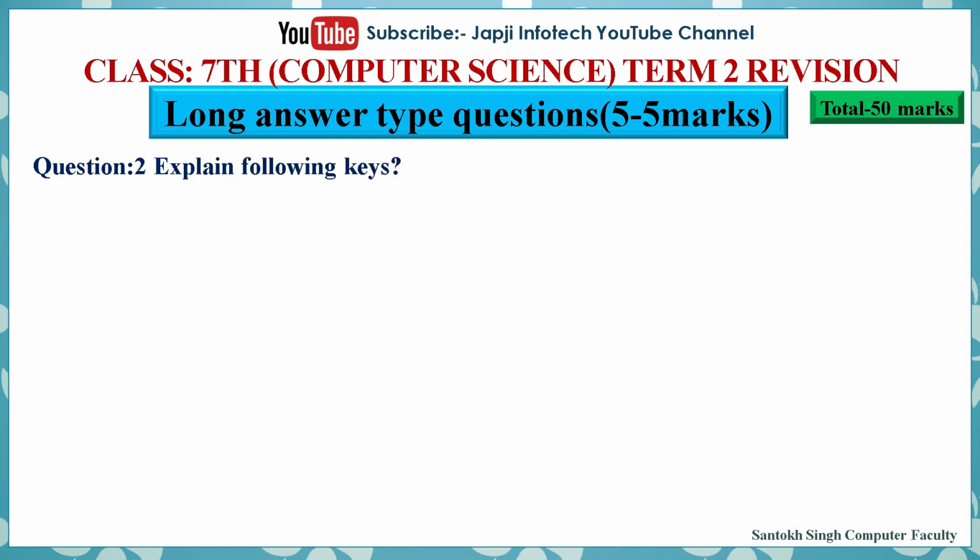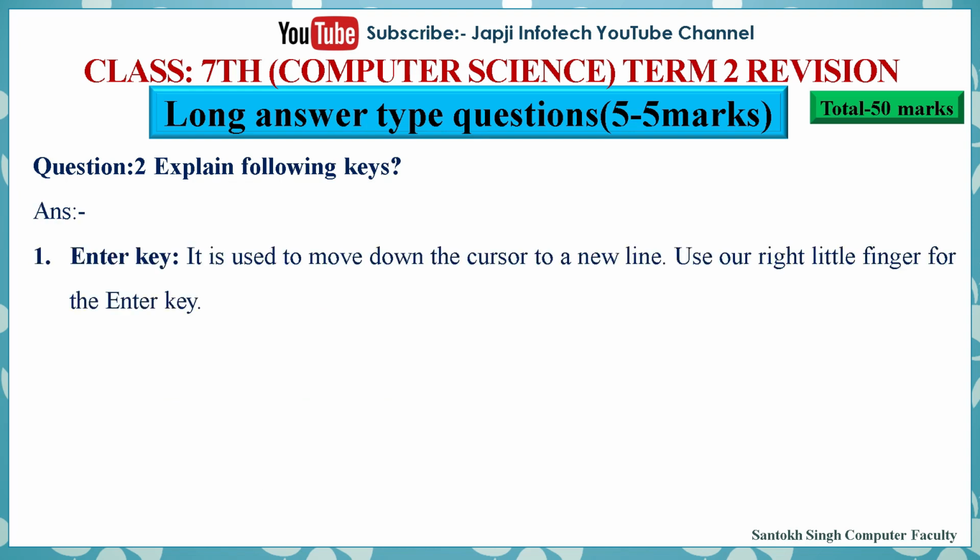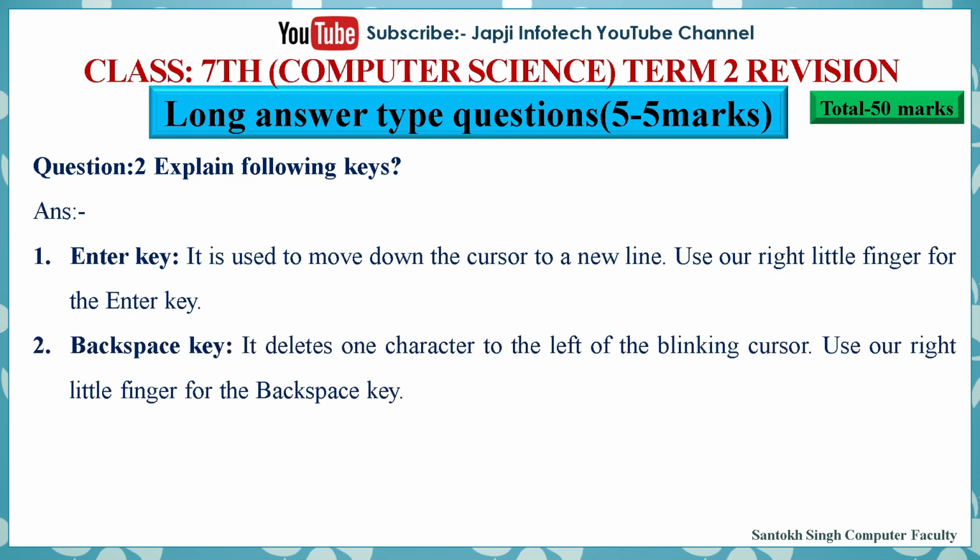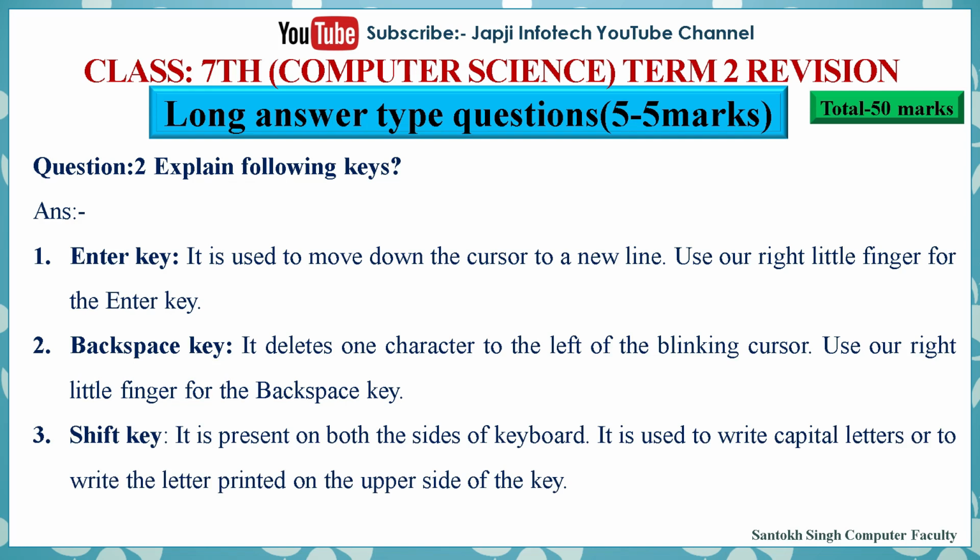The second one is, explain the following keys. The first one is enter key. It is used to move the cursor down to a new line. Use our right little finger for the enter key. The second one is backspace key. It deletes one character to the left of the blinking cursor. Use our right little finger for the backspace key. Third one is shift key. It is present on both sides of the keyboard. It is used to write capital letters or to write the letter printed on the upper side of the key.